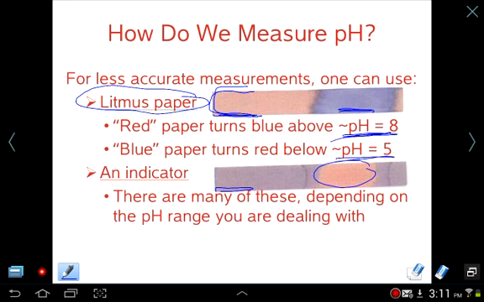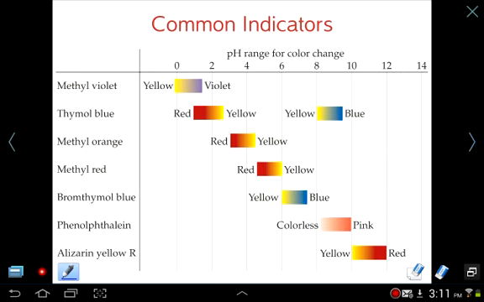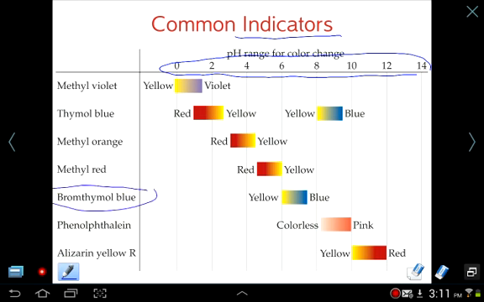A more convenient way is to use indicators, and we actually used a few of these, and we'll use more. And these will change colors in much more specific pH ranges. So, for example, bromothymol blue is a famous indicator that turns from yellow to blue at a pH range of 6 to 8. These are very often used for titration experiments, which we will see. So you can get yourself a rough idea of where you are in the pH scale using indicators.